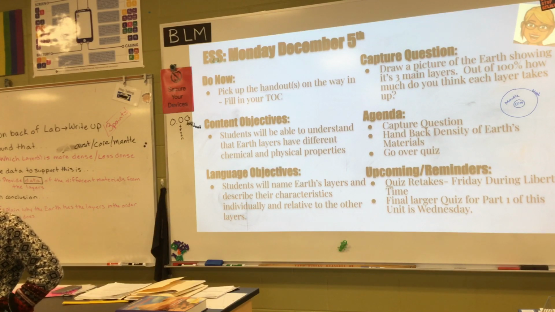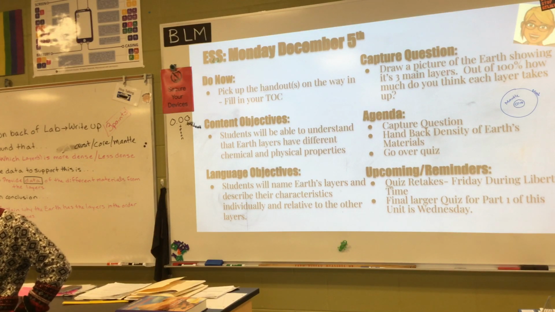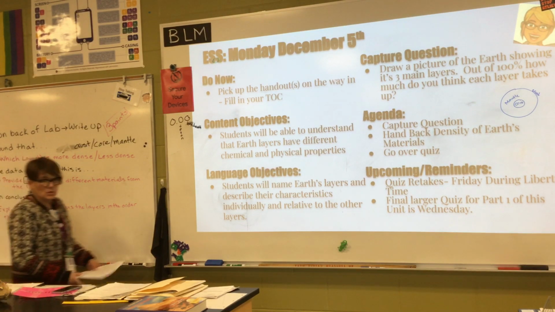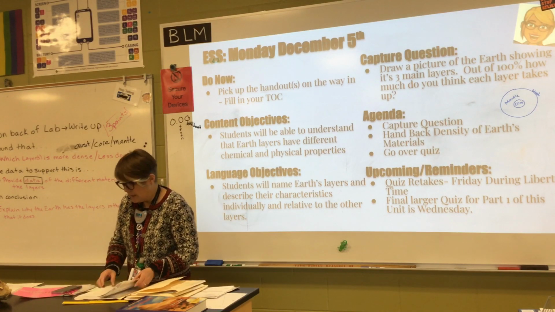In conclusion, over time, the layers ended up forming. More dense material sank to the center of the earth, while less dense moved towards the crust. Over time, the main layers formed: the core, the mantle, and then the crust. Good job, Peyton Anderson.